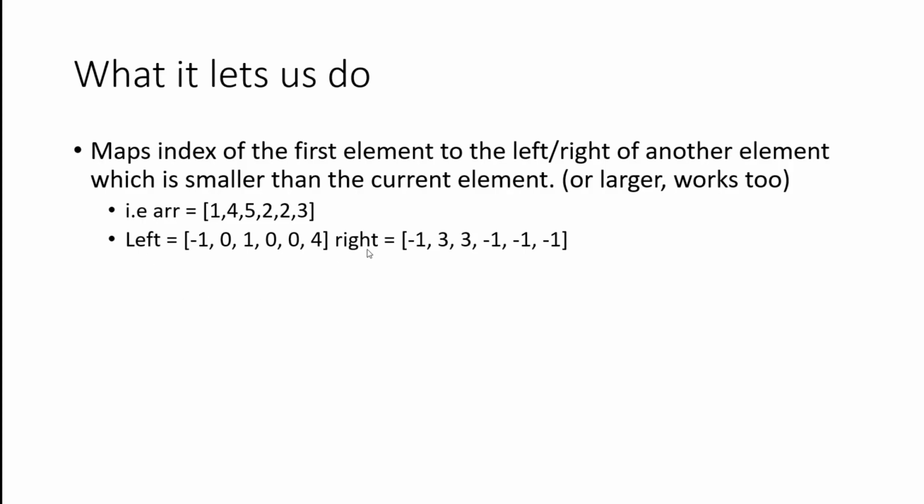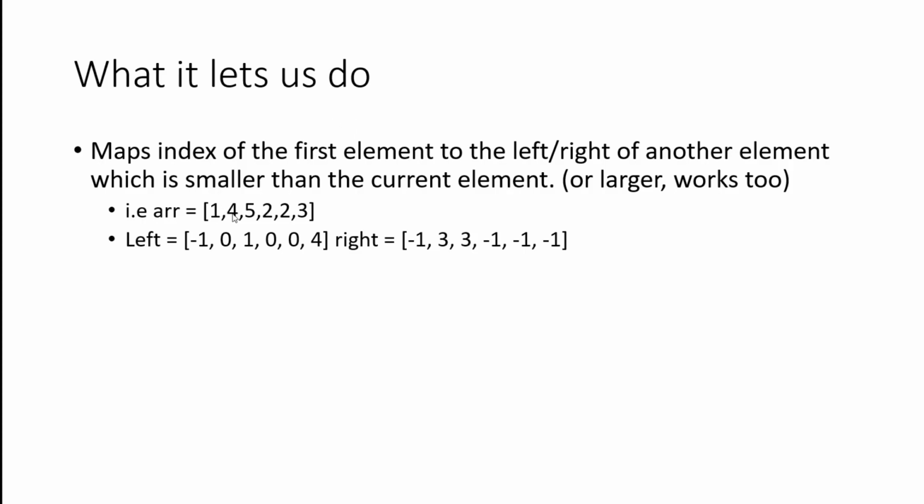we would make two arrays here, one with left and one with right, and left stores the index of the first number that is smaller than the element at that index and to the left. So for example, in the first index of left, so left[0], that would store -1 because that represents there's no number to the left of it that is smaller than it, because obviously there are no numbers to the left of it.